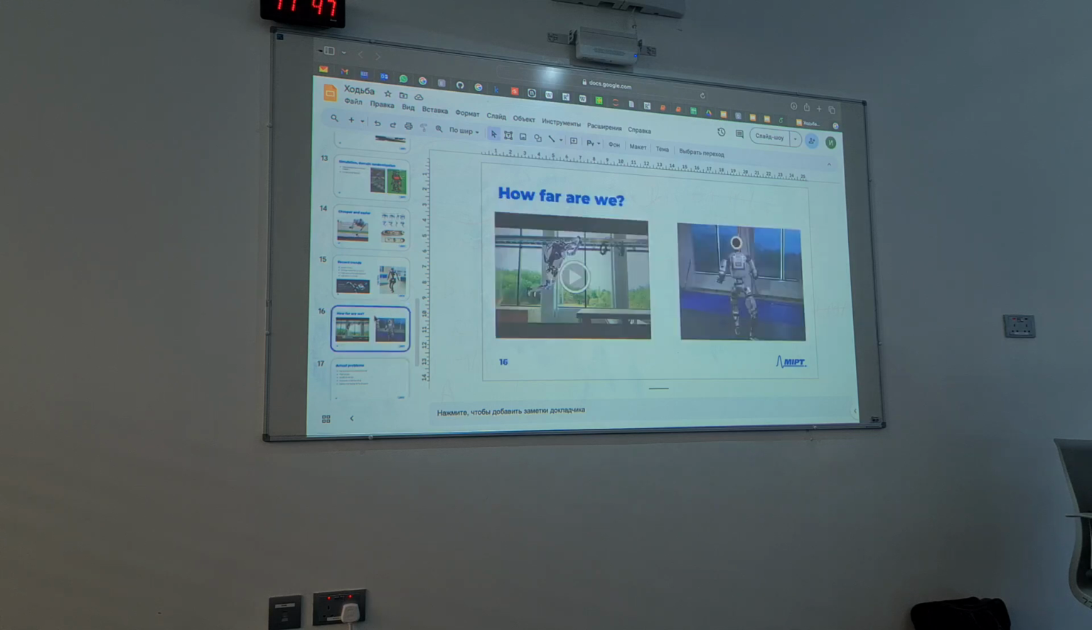In terms of locomotion, well, yeah, there are cool things. Probably you've seen that. The robot is doing backflips, and it's very cool.